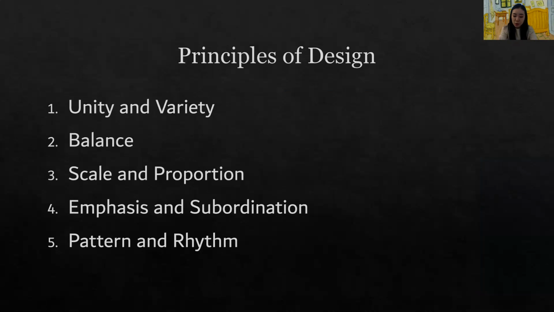So artists use these 5 principles of design when they create compositions. First, unity and variety. Second, balance. Third, scale and proportion. Fourth, emphasis and subordination. And the last one is pattern and rhythm. Today we are going to see the first 3 principles: unity and variety, balance, and scale and proportion. So let's see unity and variety first.